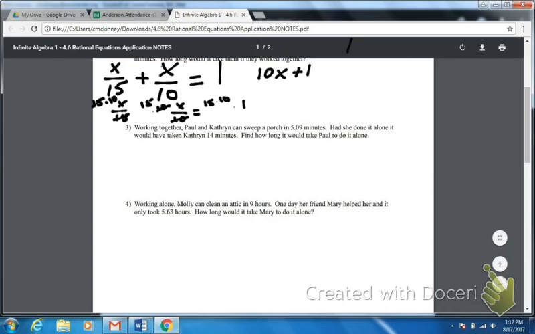Plus 15x equals 150. 150, good. And then we combine like terms. 25x is 150. We divide. This one comes out nice and neatly, right? 6. And so what is that 6?